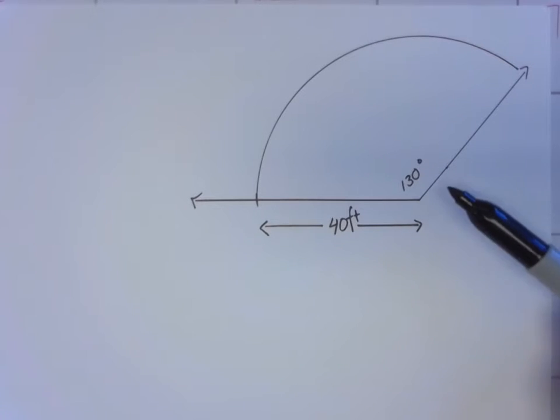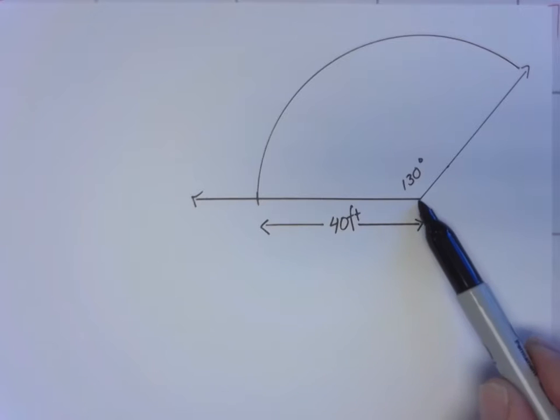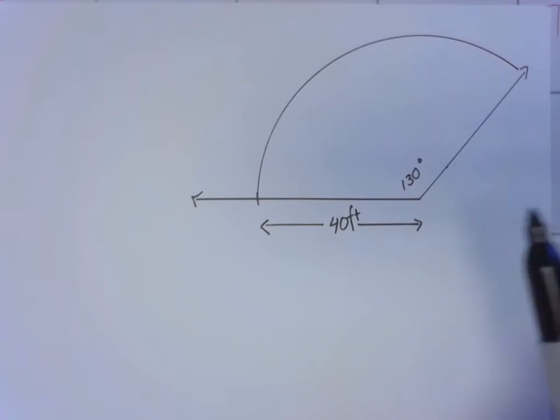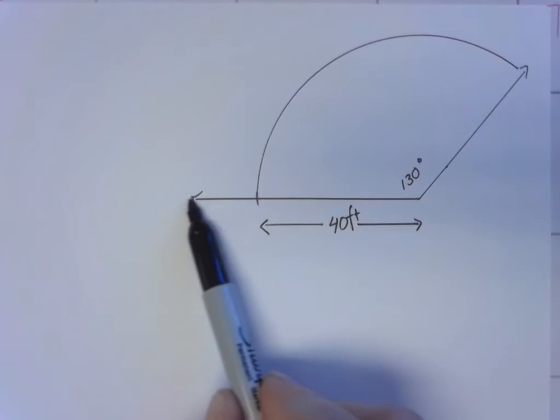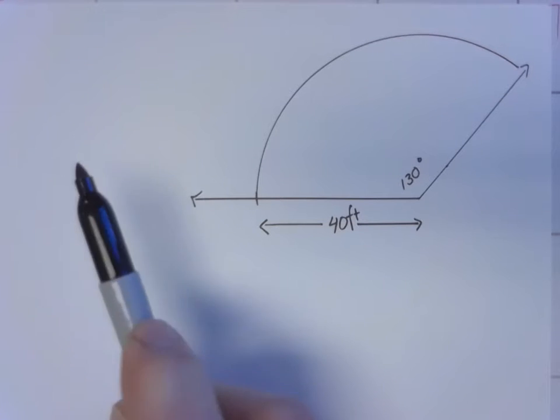Let me just read the problem to you. It says, the diagram shows the coverage of a security camera outside a building. A new security camera is installed in the same position, right here, that doubles the radius of the coverage area. So it doubles the radius here, so we're going to go out this far. How does this affect the coverage area?